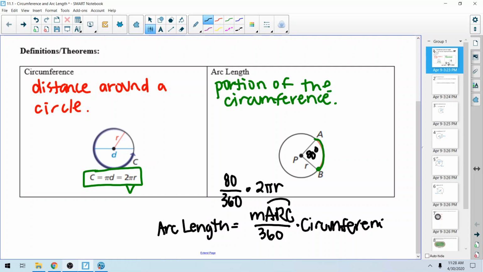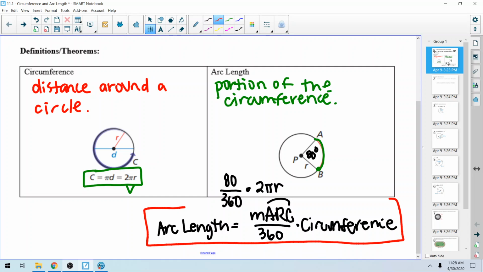Sorry, I wrote that really badly. That's the formula you're going to need to know. That's the formula you're going to need to have on your test, so write it down so you can reference it. You take the measure of the arc out of 360 and then you multiply it by your circumference.